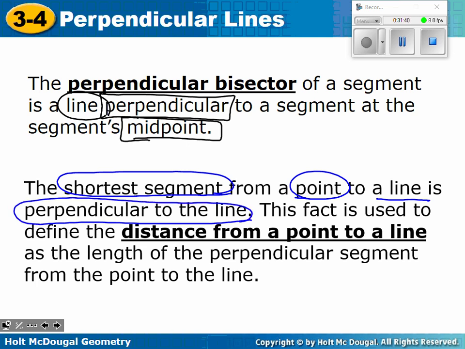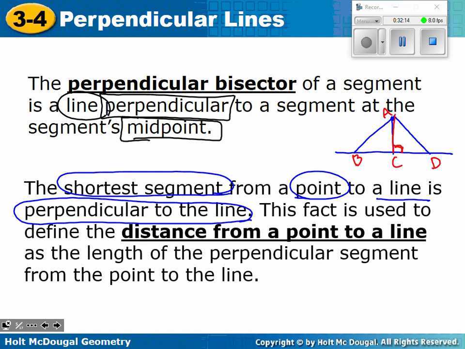Always. So in other words, if I have a line here and I have a point here and I draw these 3 line segments, AB, AC, AD, which one of those 3 line segments will be the shortest distance from point A to the line? AC. So you'll have some simple questions like that, where all they do is say, name the shortest segment. You look at the picture, you look for the segment that's perpendicular to the line, that's the one that's the shortest distance. Okay?